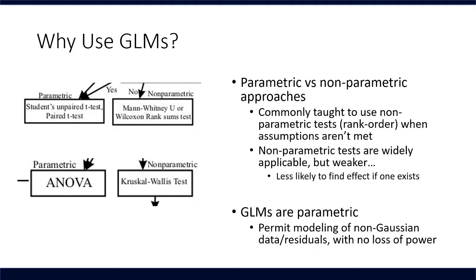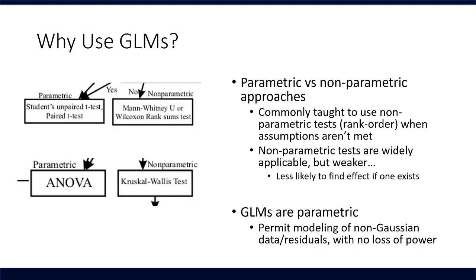And this is a big reason why I would say that GLMs are preferable to non-parametric tests. GLMs are parametric, right? They do make assumptions about parameters describing different distributions. The difference between a GLM and what is conventionally considered a parametric test is that a GLM can accommodate non-Gaussian data or residuals, data that are not just normally distributed. And it allows you to do this without the loss of power that's associated with shifting to a non-parametric test. So GLMs are really, I think, the preferred way when you've got model assumption violations.